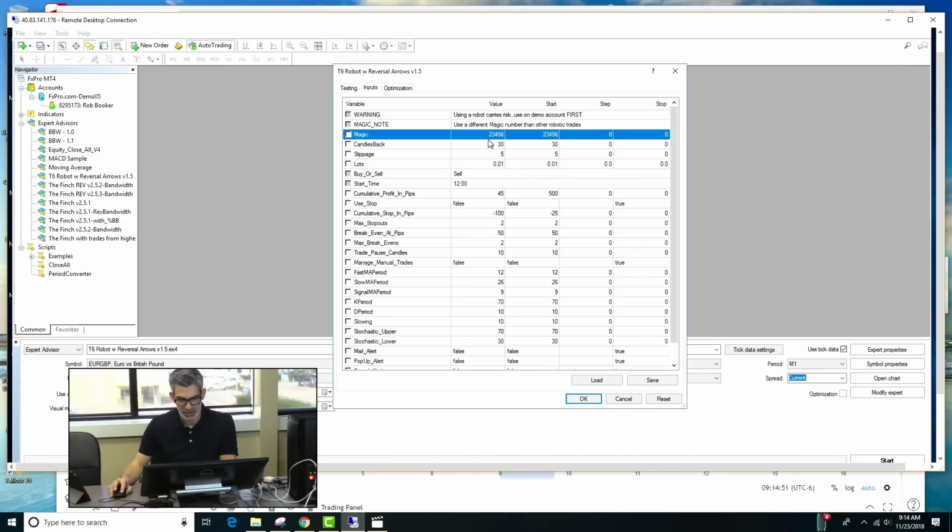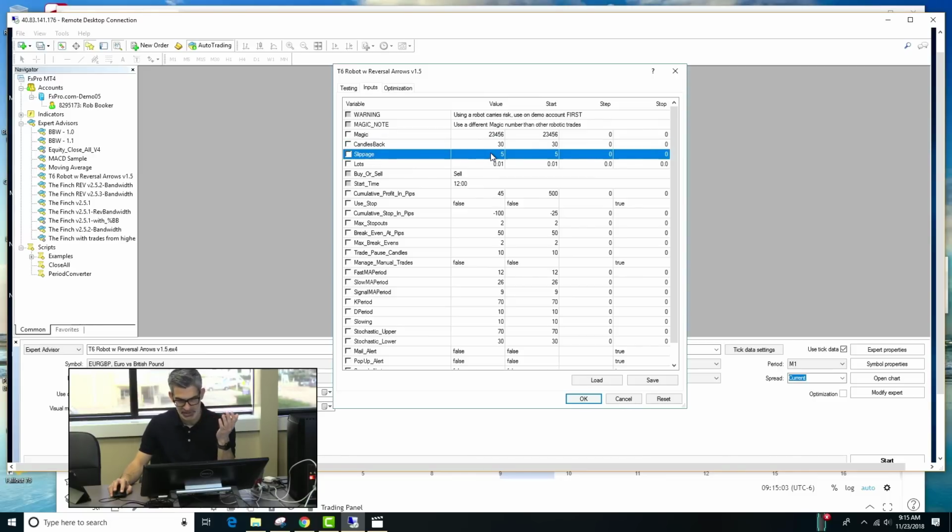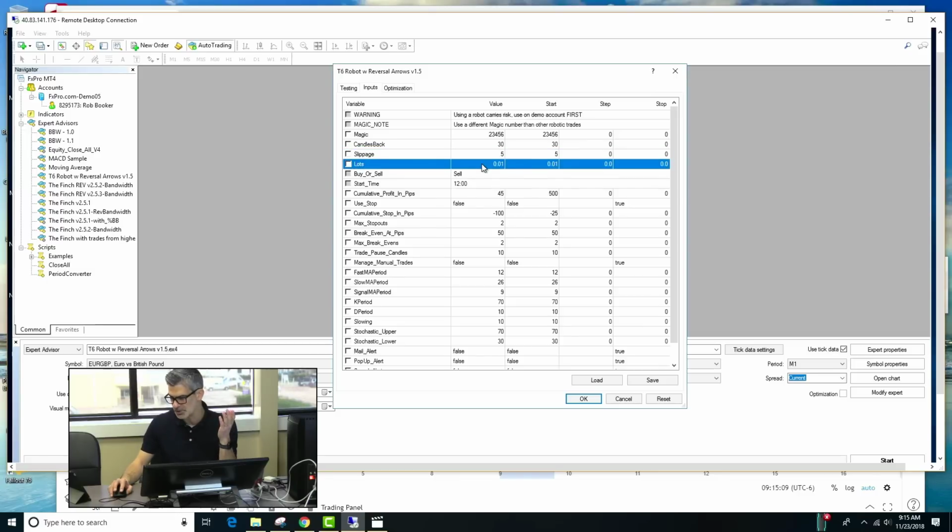It's got a magic number that distinguishes the robot trades from the discretionary trades in the account. Candles back is how far back it determines the divergences for the reversal arrows. Slippage is 5, which means the market can't slip; I want the price that I asked for when I took the trade. Trade size is the smallest possible, 0.01 or 1 microlot.